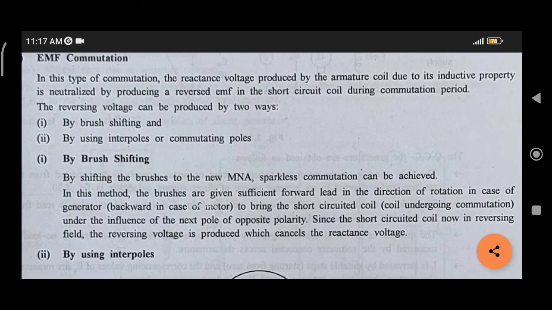Okay, another one is EMF commutation. In this type of commutation, the reactance voltage produced by the armature coil due to its inductive property is neutralized by producing a reverse EMF in the short circuit coil during the commutation period. Okay, so the reversing voltage can be produced in two ways. First is by brush shifting, and another is by using interpoles or commutating poles.